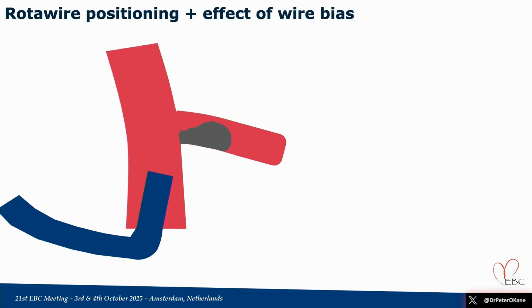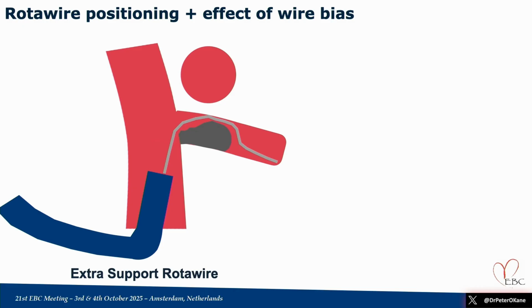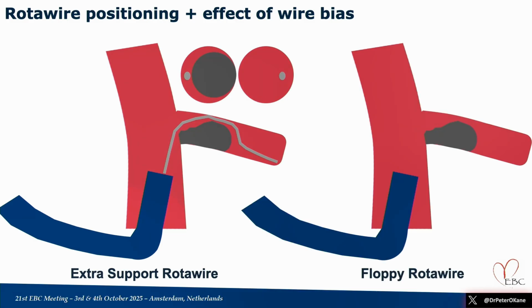And of course, wire bias is a complex subject in some ways. You've got a choice of wire with rotor. You can use a more stiffer wire, or you can use a floppy wire. And it will also influence where the plaque is. If it's just at the ostium, it probably doesn't make too much difference. But if you've got plaque further down the vessel that is incorporated into this lesion that you have to treat, then the wire will make a difference, because the wire bias will be different according to which wire you might use.